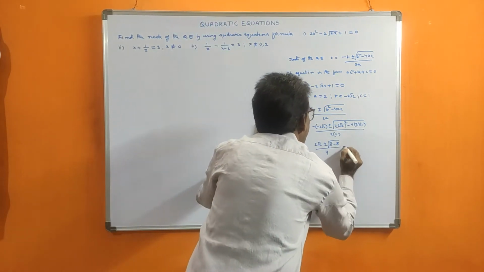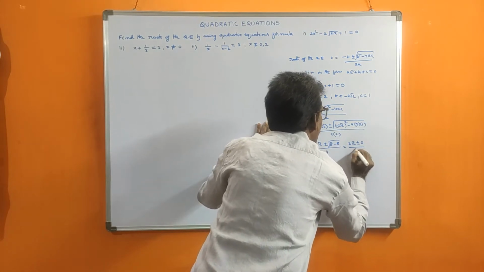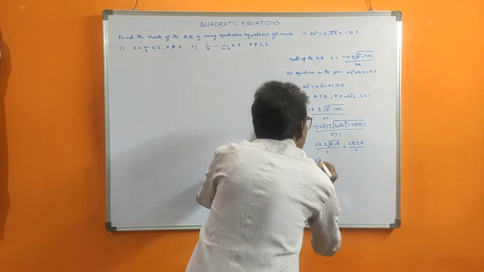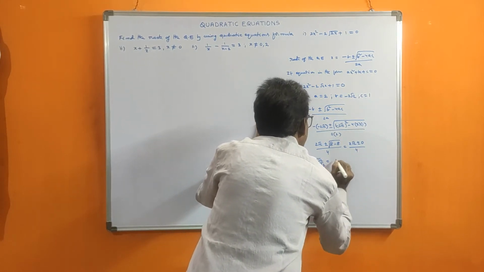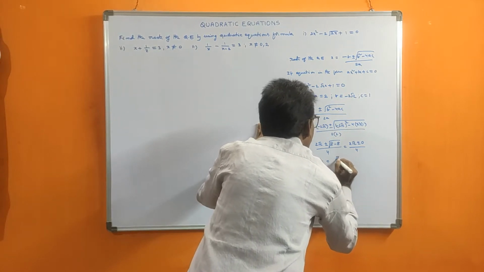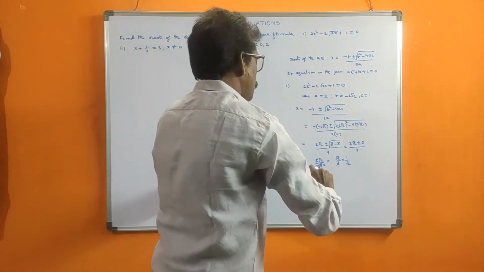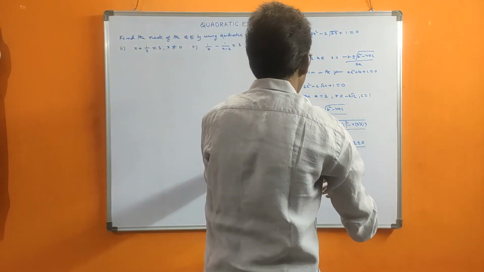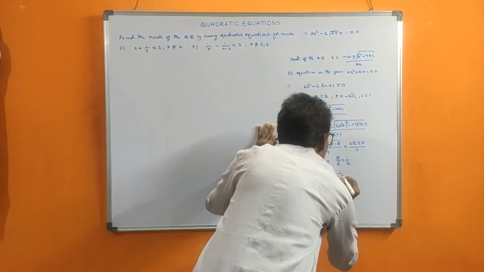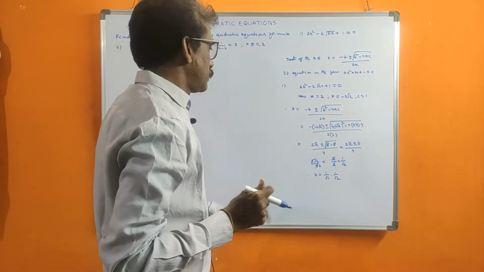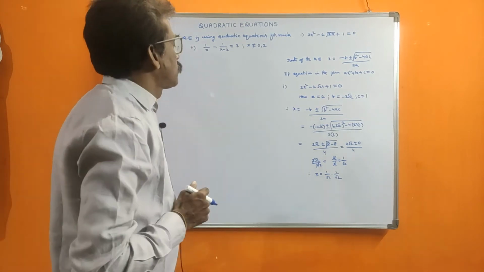Now, what does it become? 2 root 2 plus or minus the square root of 8 minus 8, which is 0, by 4. This has no value, so 2 root 2 by 4 directly, that is 2 root 2 divided by 4, which is root 2 by 2, that is 1 by root 2. Therefore, x is equal to 1 by root 2 comma 1 by root 2. Both roots are the same, right? These are the roots of this quadratic equation.